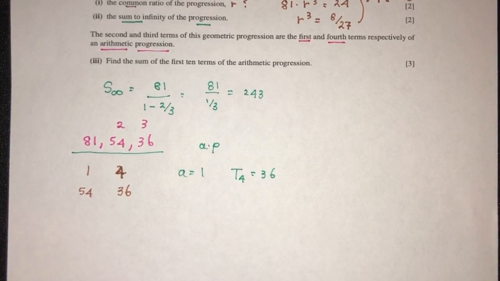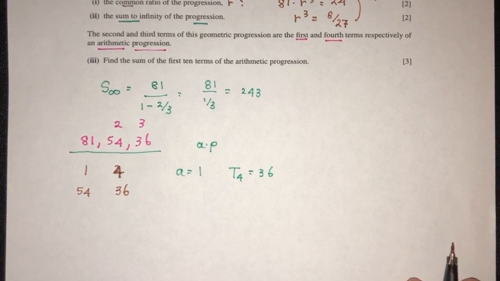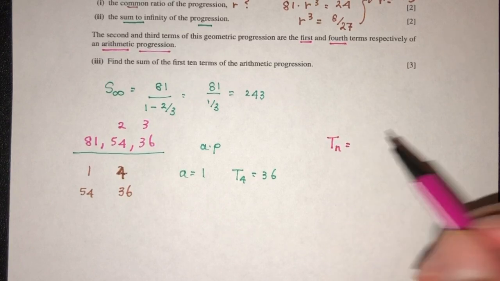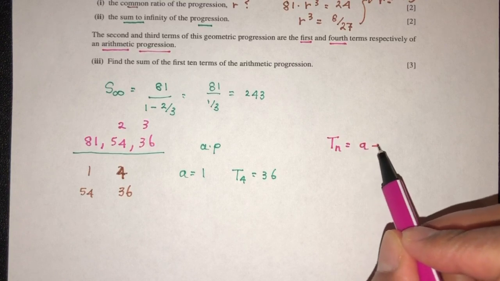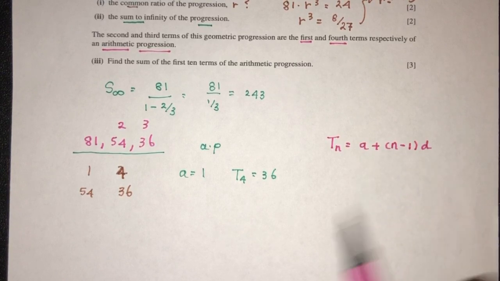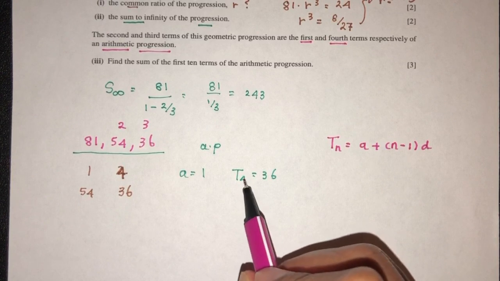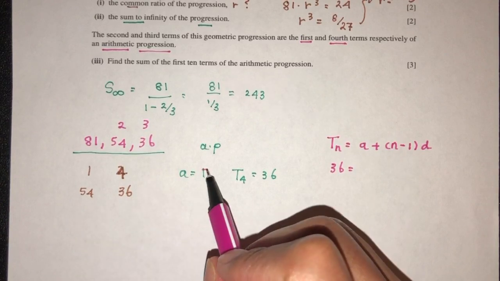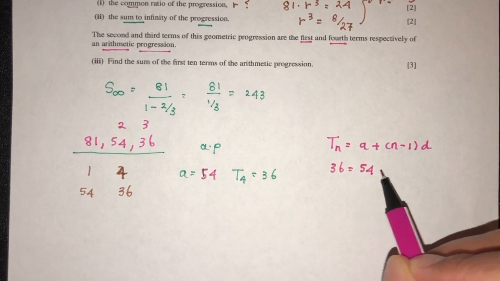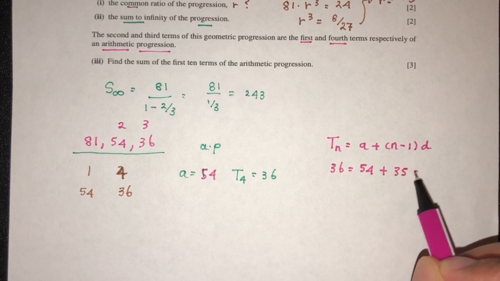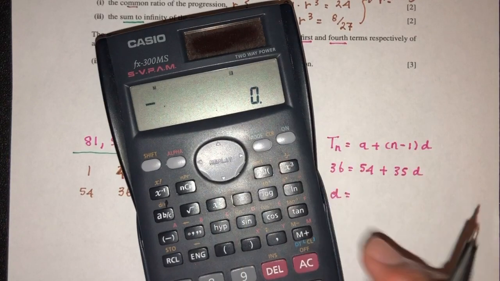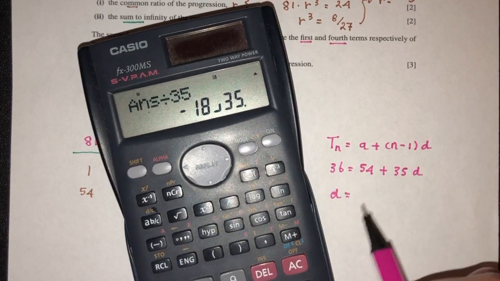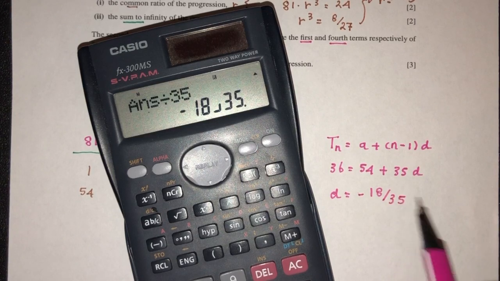Now, first things first, since we know the type of progression, I will advise you to first write down the formulas we know for this progression. The nth term will be given to you as well, which is a plus n minus 1 times d. So the fourth term, when n is equal to 4, that will be 36. A is 54, no, 1. 54 plus n minus 1 will be 35 d. So we can find d pretty easily. So 36 minus 54 divided by 35. That should be minus 18 over 35 for the value of d.